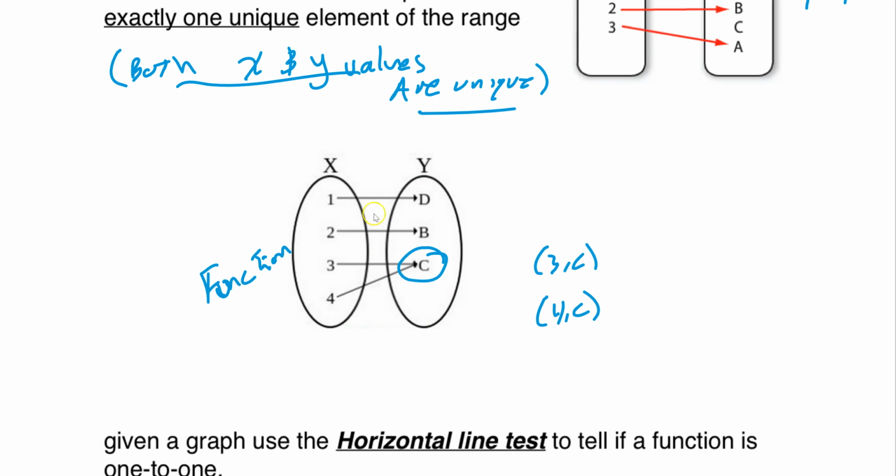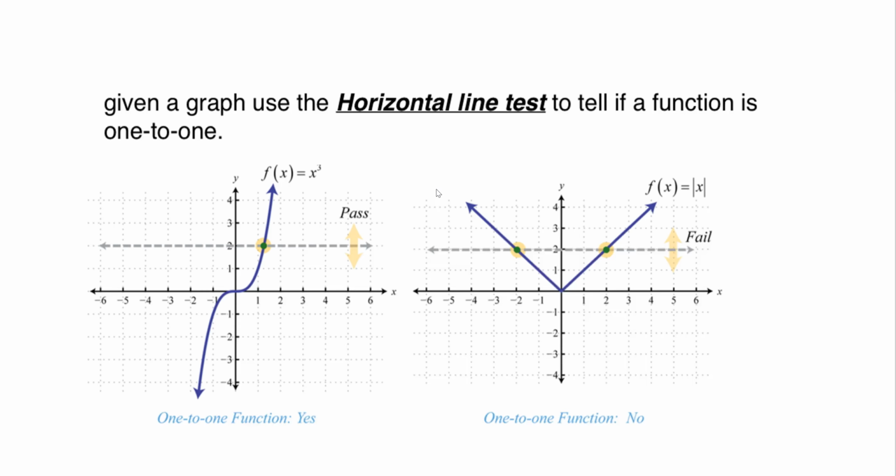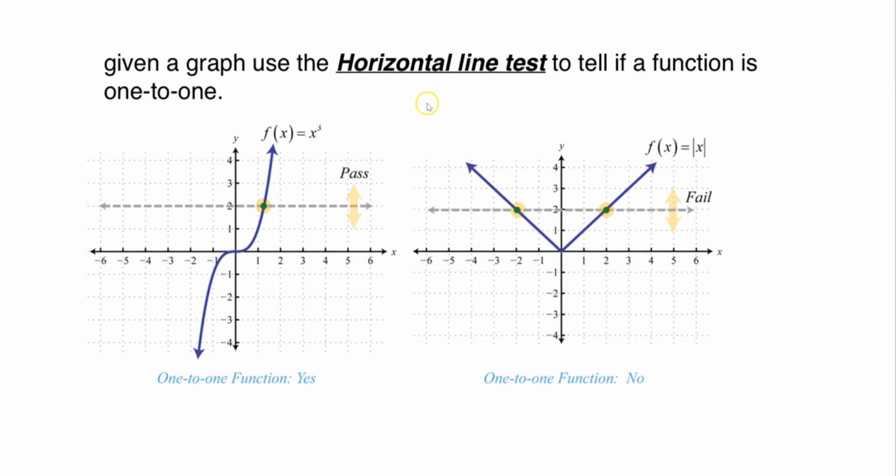If I give you a graph, how do you tell if it's a one-to-one function? Well, you can do what's called a horizontal line test. So if something passes both a vertical line test and a horizontal line test, then it's a one-to-one function. So like right here, you draw a line. You only hit it once. Exact same rule as a vertical line test, right? You only hit it once. And then it's a one-to-one function.